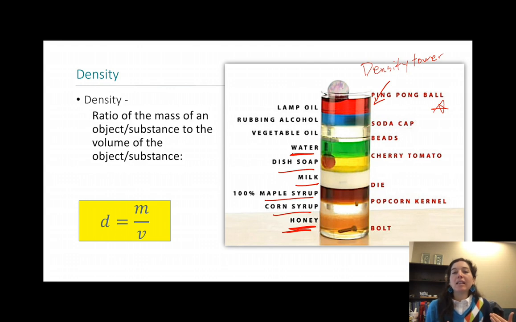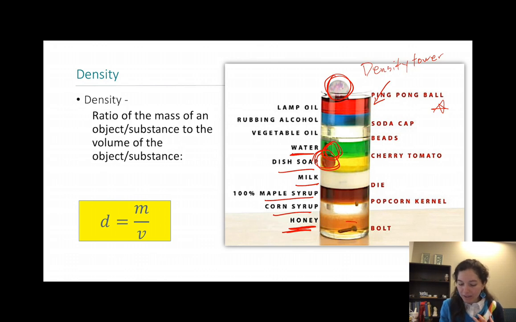We can see that when we drop objects inside of our density tower full of liquids of different densities, our solid objects settle in the area in which their densities are the same. So something like a ping pong ball here is full of air, so it's very, very lightweight. It's not very dense, and so it actually sits on the top of the density tower here. I think this is like a tomato or something. It sits right around water. Tomatoes are composed primarily of water, so it should probably actually be in here. It seems to be in the dish soap layer, so it's a little bit denser than water.